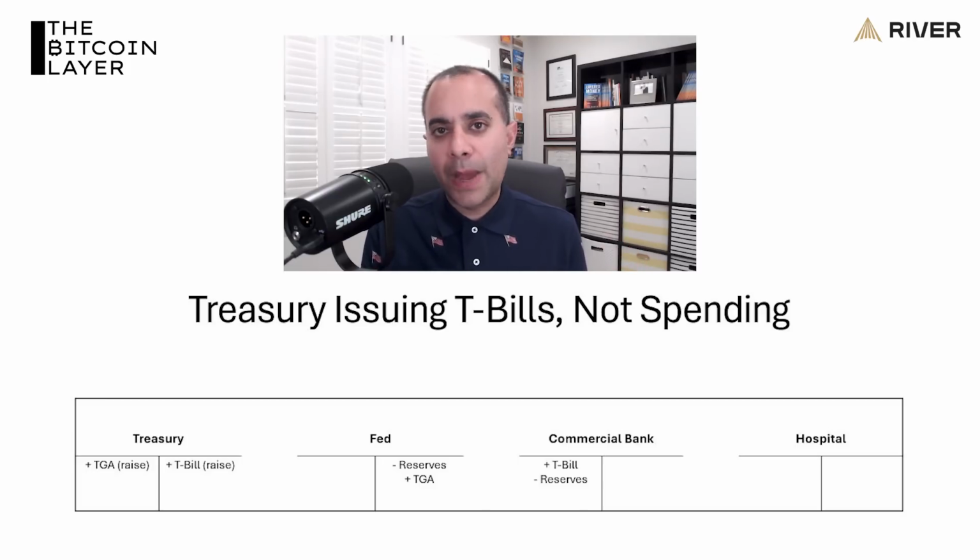So the first balance sheet, Treasury, you can see I have plus T-bill on the liability side. That is the issuance of a T-bill to raise money. And then the TGA rises. The TGA is the Treasury General Account. That is an account at the Fed for the US government. That's the US government's checking account. So the government issues a bill and raises money. So that's why you see plus T-bill and a plus TGA.